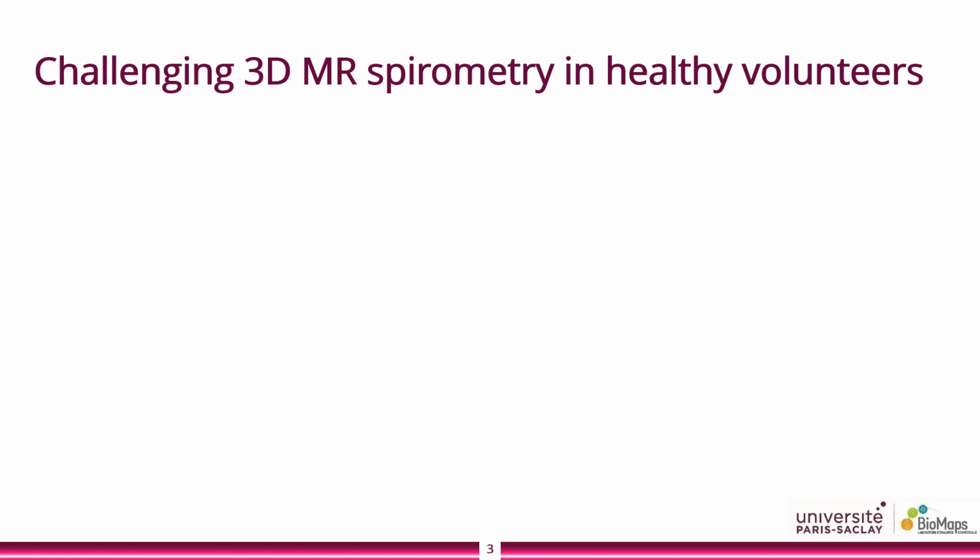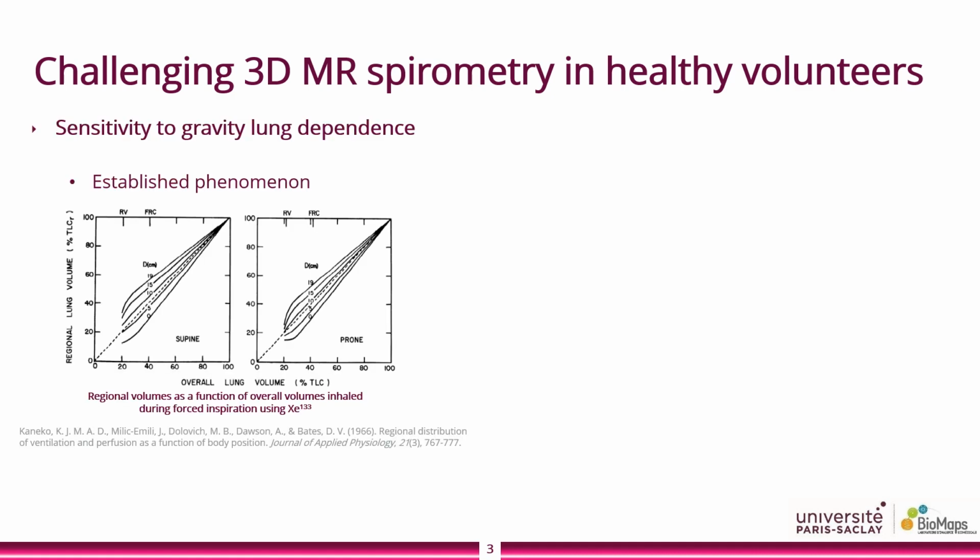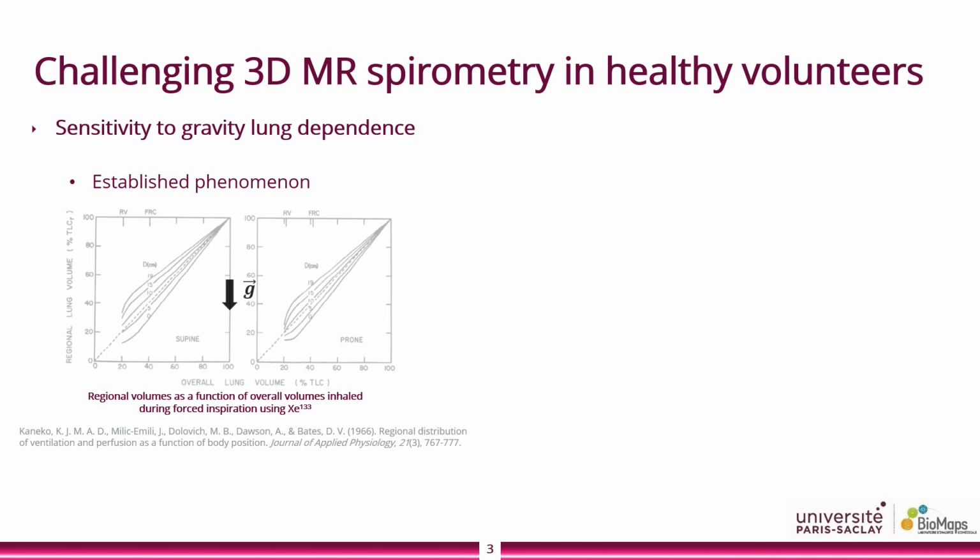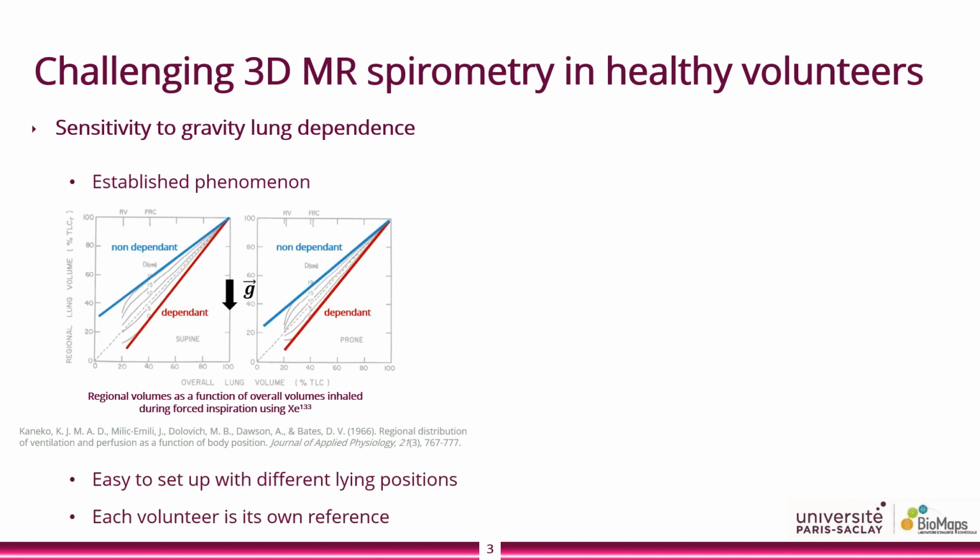To do this, we evaluated the method on a cohort of healthy volunteers lying in supine and prone position. This allows us first to evaluate its sensitivity to gravity. Since the work of Kaneko and his team, it is known that gravity affects the distribution of local ventilation, inducing an increased volume variation in the more gravity-dependent region, represented here by a steeper slope. The change of position is a simple experimental parameter, and each volunteer is their own reference.